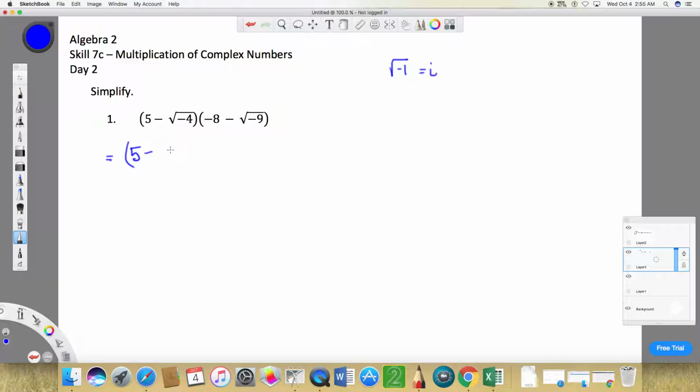So we know this is I times the square root of 4, and the square root of 4 is 2, but we normally write it as 2I. And so here, the square root of -9 is 3I. So we are skipping a step.